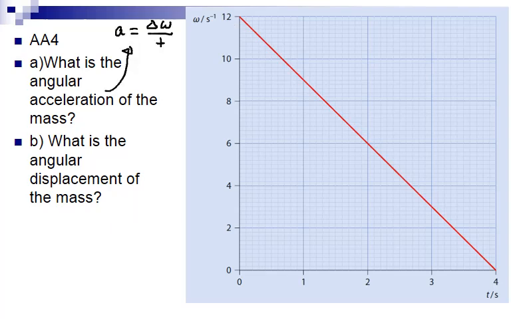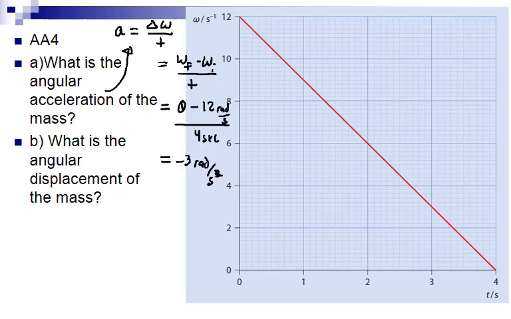Okay, so we know the angular acceleration is the change in omega, the change in the angular speed, over a period of time. So the final angular speed minus the initial angular speed, over time. We should get -3 radians per second squared as the angular acceleration. And then once we have that, we can solve for the angular displacement of the mass.